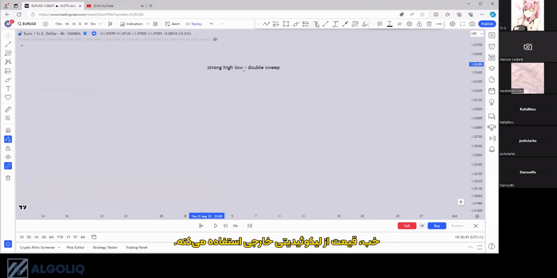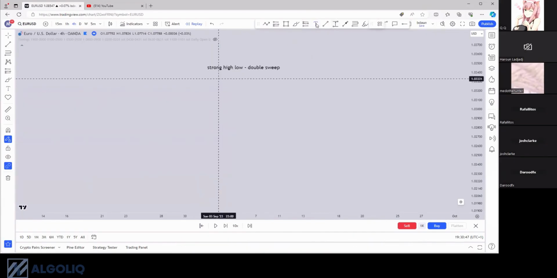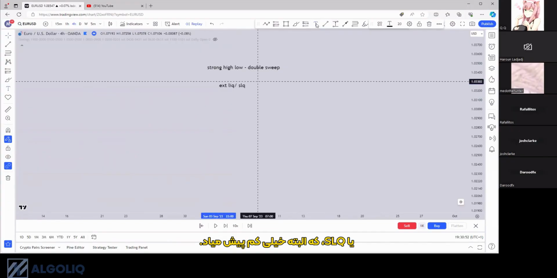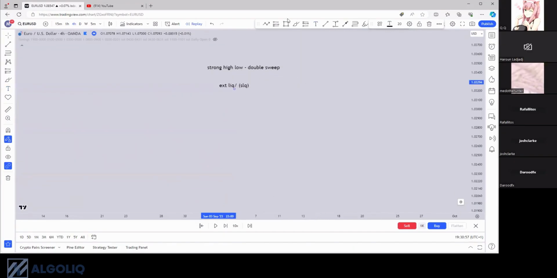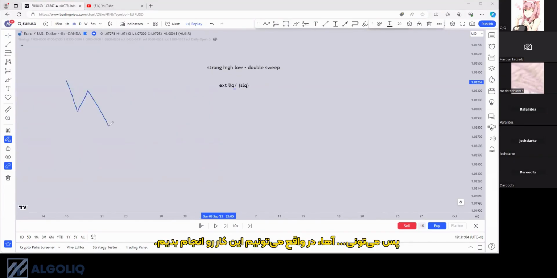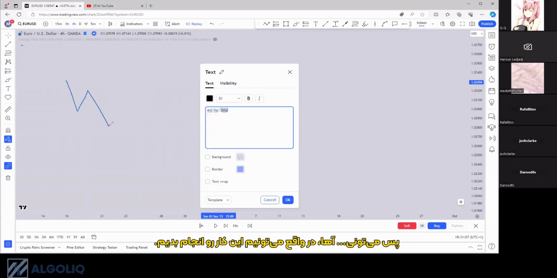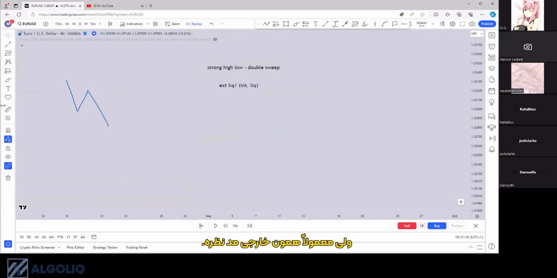Okay, so price sweeps external liquidity, or SLQ. This is a rare case. So first of all, what is external liquidity? It's everything that's not ILQ, any structure. It can be internal liquidity as well, but usually it is external. So we have some old structure.